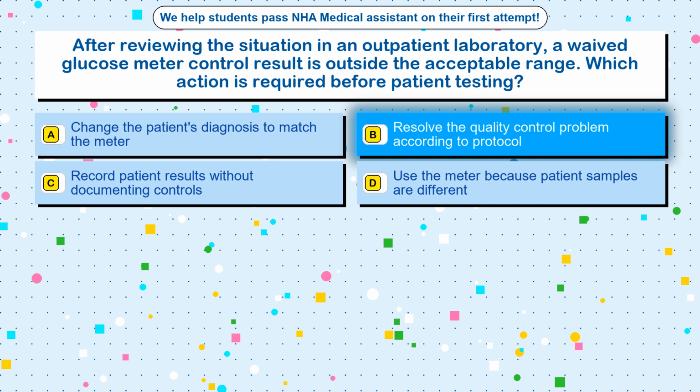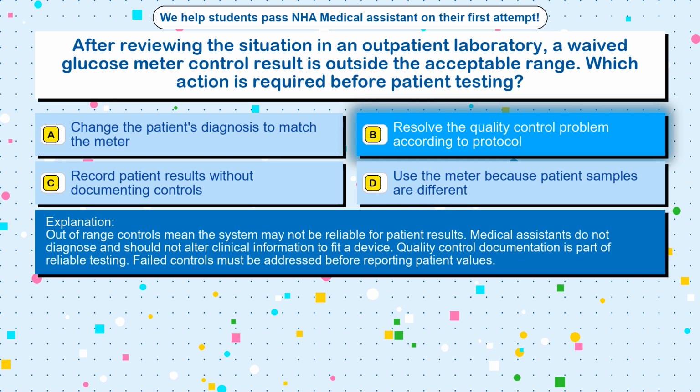Resolve the quality control problem according to protocol. Out-of-range controls mean the system may not be reliable for patient results. Medical assistants do not diagnose and should not alter clinical information to fit a device. Quality control documentation is part of reliable testing. Failed controls must be addressed before reporting patient values.